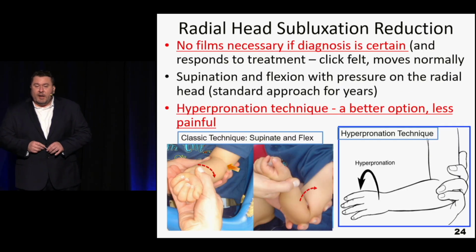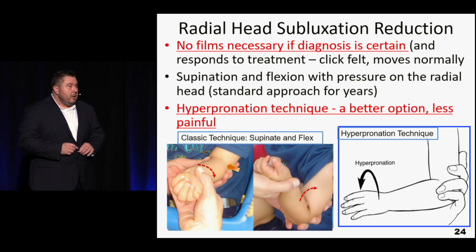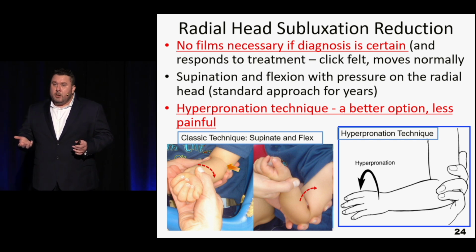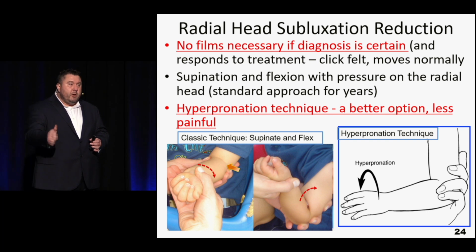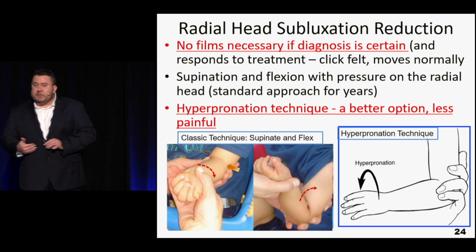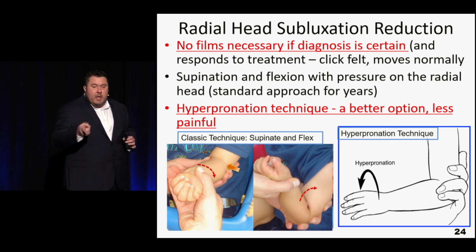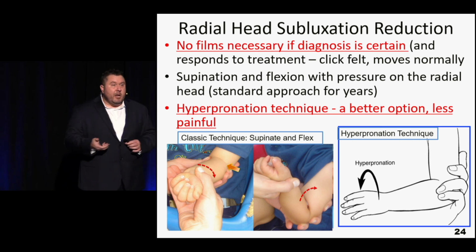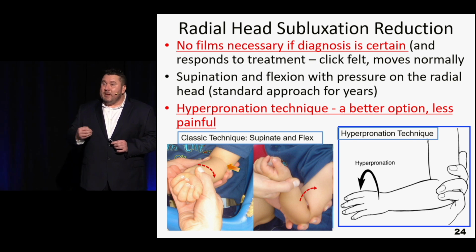For years, we would do that classic supination and flexion. That was pretty painful, but it worked. The whole goal there is to hold your finger or your thumb over the radial head and feel for that click as you rotate. Looking at most of the studies now, and probably for most of our practice, the hyperpronation technique as you see here tends to be as effective or more effective and probably is less painful.